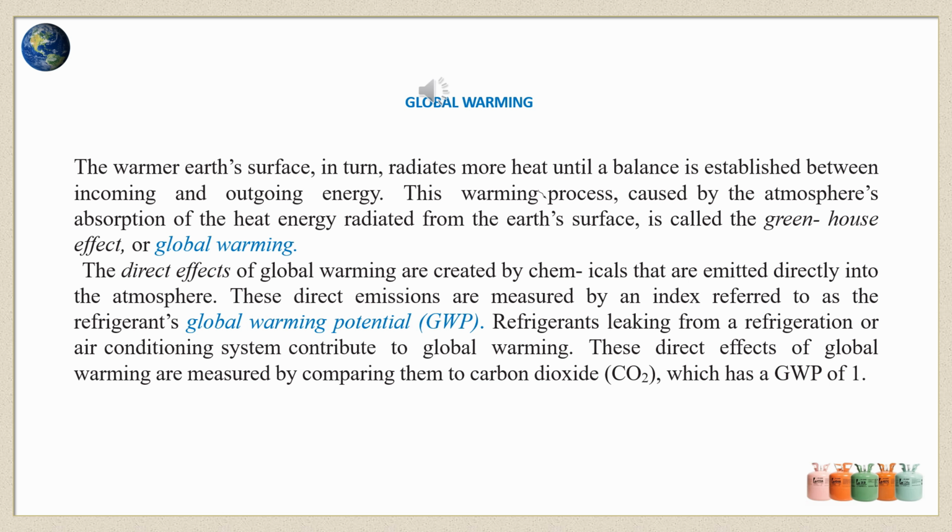The direct effects of global warming are created by chemicals that are emitted directly into the atmosphere. These direct emissions are measured by an index referred to as the Refrigerants Global Warming Potential, GWP. Refrigerants leaking from a refrigeration or air conditioning system contribute to global warming. These direct effects of global warming are measured by comparing them to carbon dioxide, CO2, which has a GWP of 1.